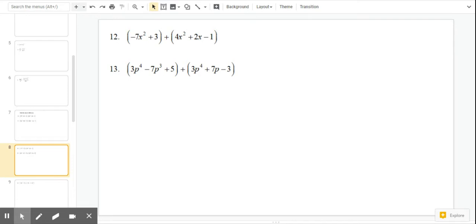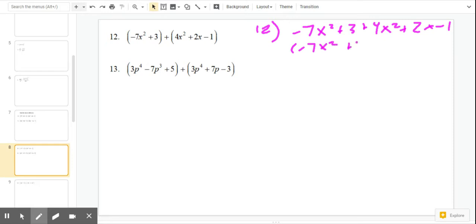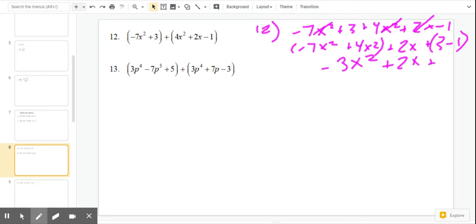All right, so more of grouping like terms. So for number 12, I'm going to start by dropping the parentheses. So negative 7x squared plus 3 plus 4x squared plus 2x minus 1. Then we group like terms. So negative 7x squared plus 4x squared. And then my next one would be 2x. That's all by itself. And then plus 3 minus 1. So negative 7x squared plus 4x squared would be negative 3x squared plus 2x. And then 3 minus 1 is 2.